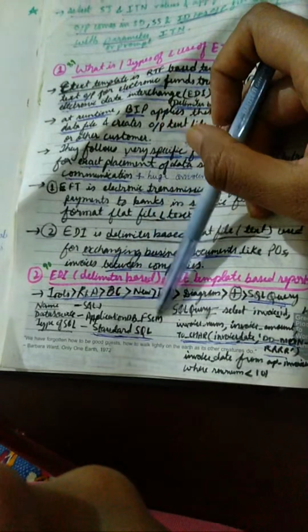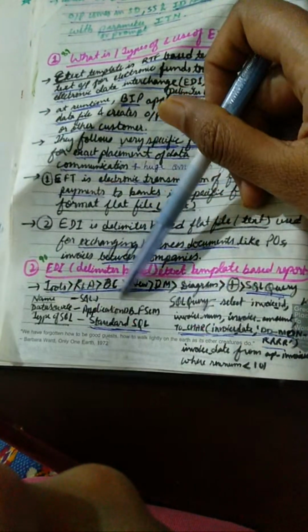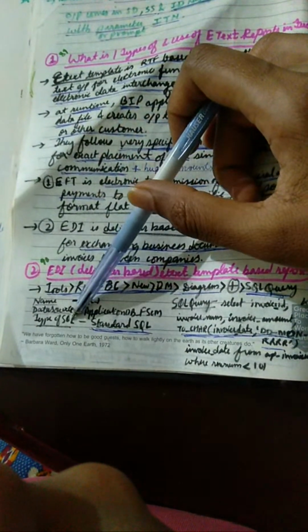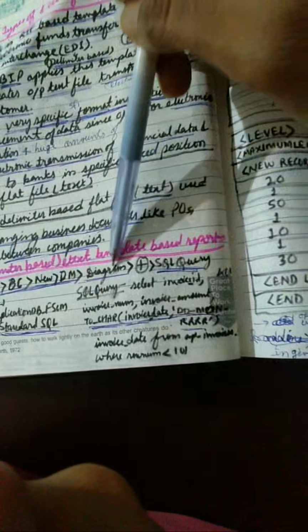So depending upon which module or which offering I want to take data of, you have to select that one for the data source. After that we have the type of SQL, so I will be taking standard SQL here.